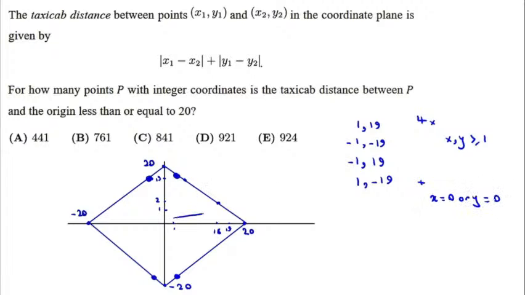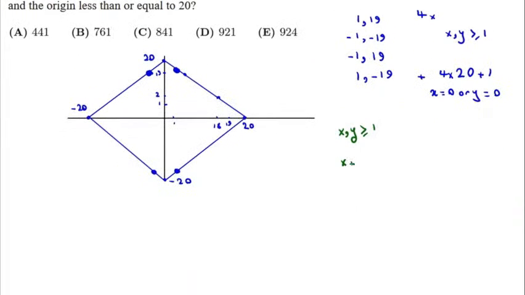If you want to consider them, we have 1 to 20. They are on the x-axis or y-axis. 20 here, 20 here, 20 here, and 20 here, and also the origin. So it will be 4 times 20 plus 1, which is 81. Now we should focus on this part. The points here. How many points are there? So x and y are at least 1, and their sum is less than or equal to 20. So x and y are at least 1 and x plus y is at most 20.